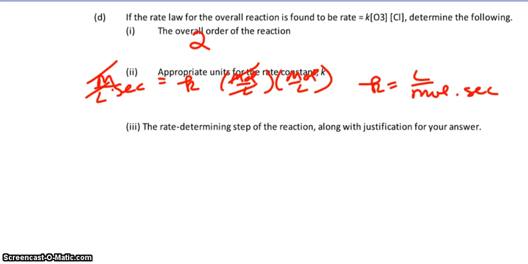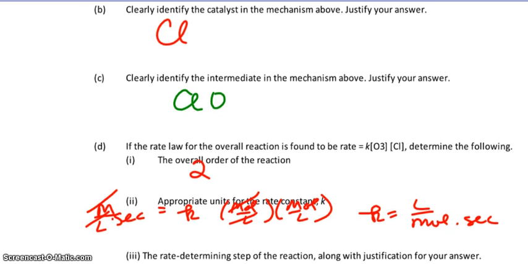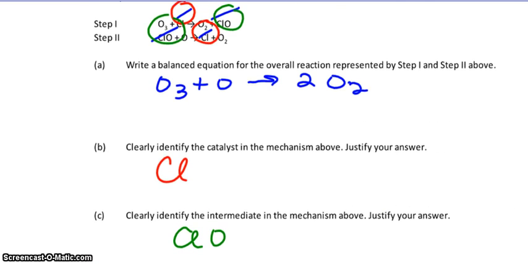Now the last one is the rate determining step of the reaction along with the justification for your answer. If you remember from the last lesson, I was saying that the rate determining step is the slow step. So let's go back. What has to be true for this slow step? It has to agree with the rate law. So is it step 1 or step 2? Which one has ozone and chlorine in it?